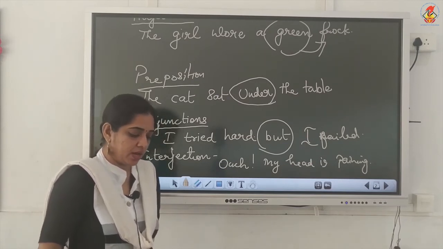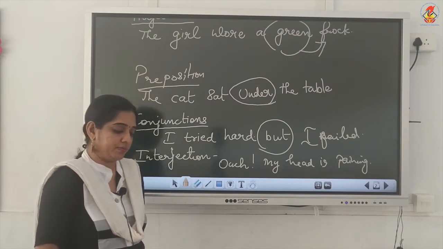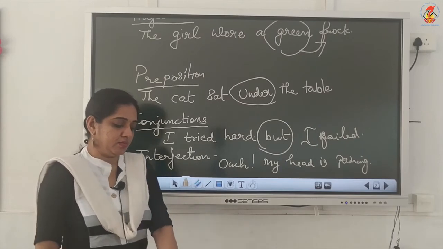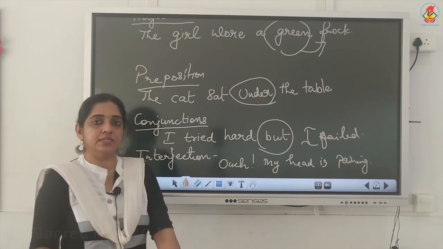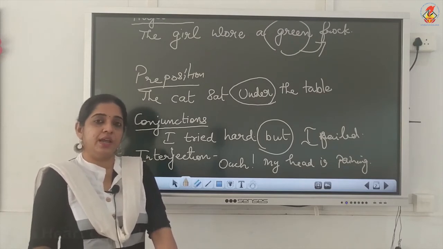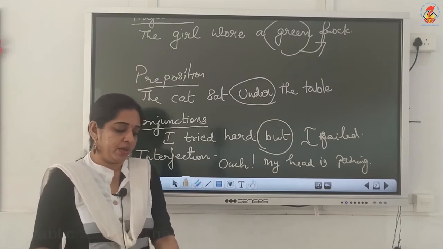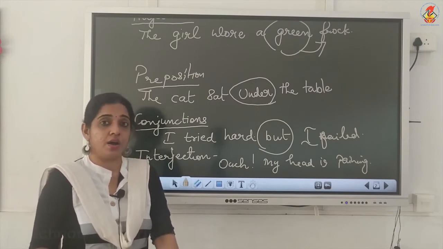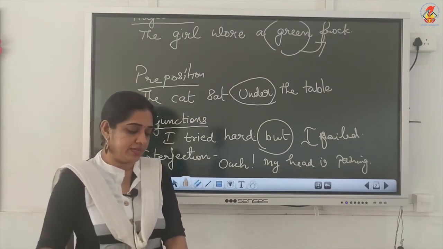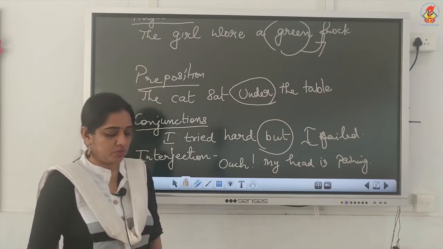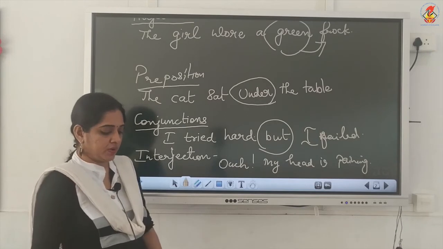Rajiv is working hard in maths. So, what is the verb here? Underline the verb. Is working. Is is also a verb. That is a helping verb. So, is working. How is he working? Hard. How is the action done? Hard. Hard is the adverb. So, similarly, you have to do 3, 4, 5, 6, 7 and 8 in your grammar textbook.